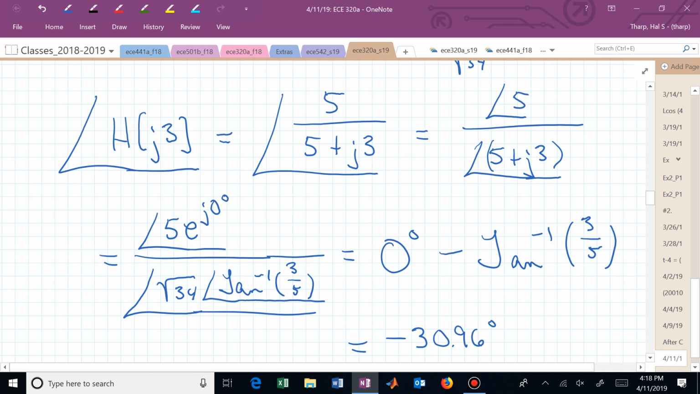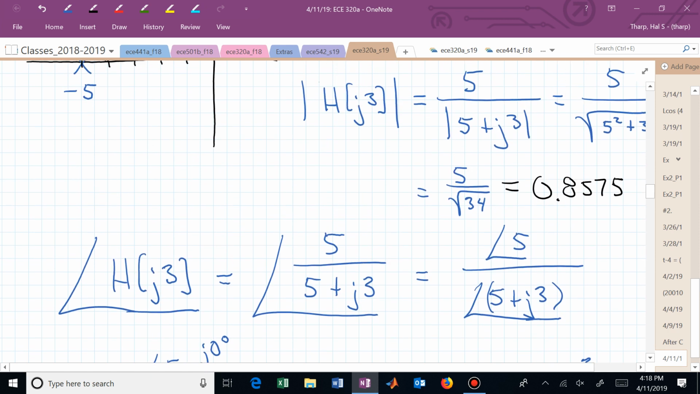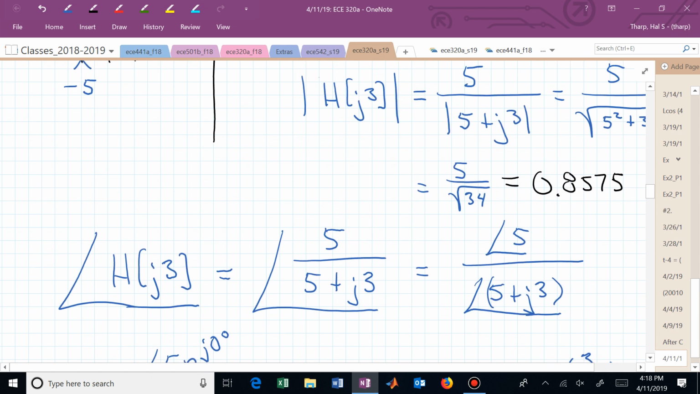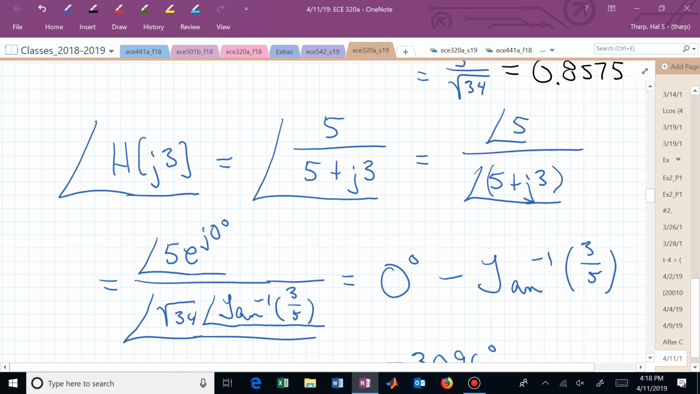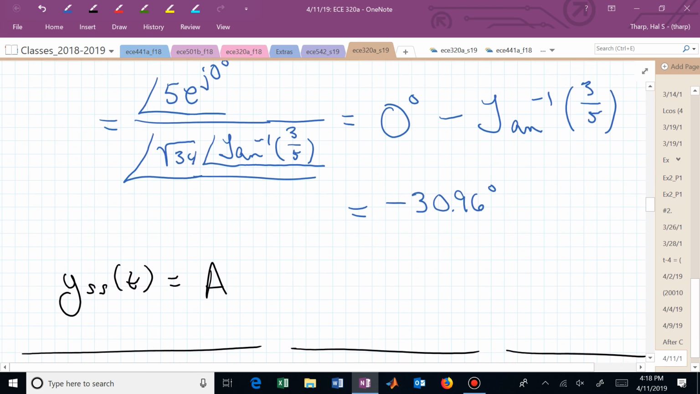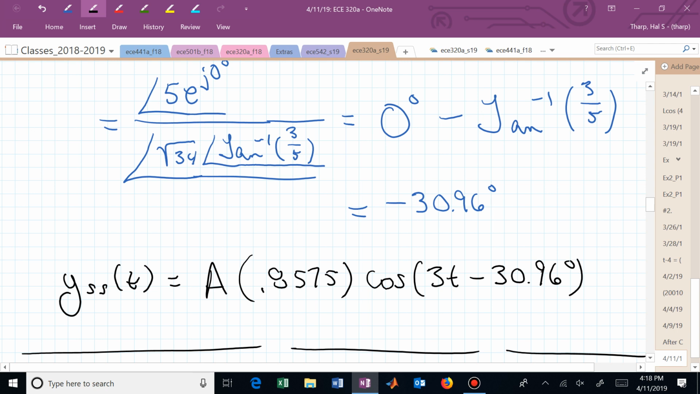What we're going to then derive is that now that we know the system attenuates by this factor, 0.8575 at j3. So now we have this, and what do we want? We now have y steady state is equal to A, and this is going to be 0.8575 cosine of 3t minus 30.96 degrees.